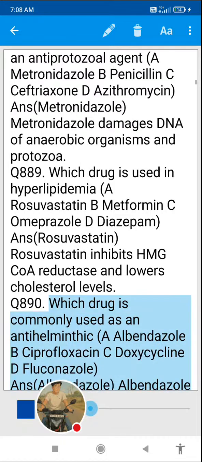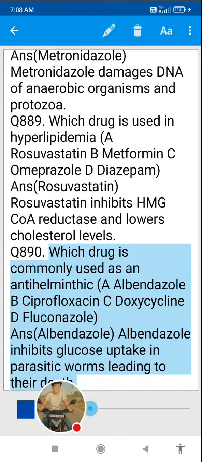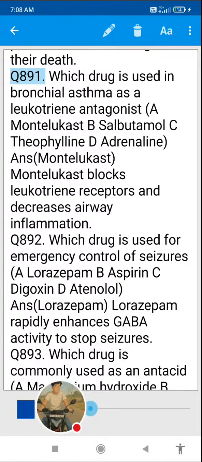Q890. Which drug is commonly used as an anthelmintic? A. Albendazole. B. Ciprofloxacin. C. Doxycycline. D. Fluconazole. Ans. Albendazole inhibits glucose uptake in parasitic worms leading to their death.